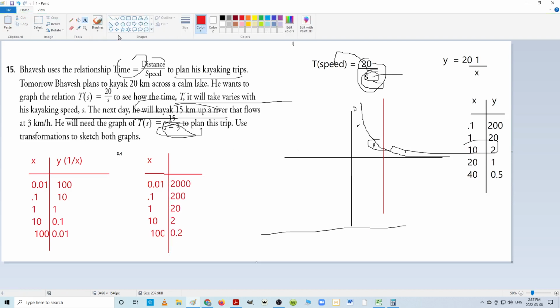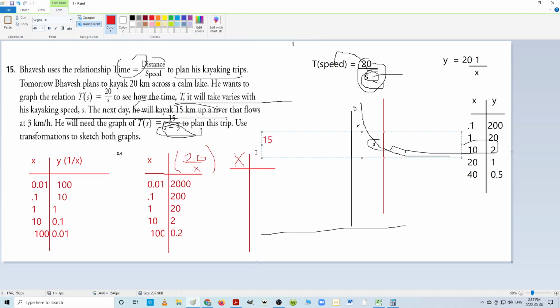Pretty self-evident. And then for the next one, I take all my y values, and I'm going to ignore the negatives. You could do the negatives as well. So this one was 20 over x. And this one is essentially 15 over x minus 3.